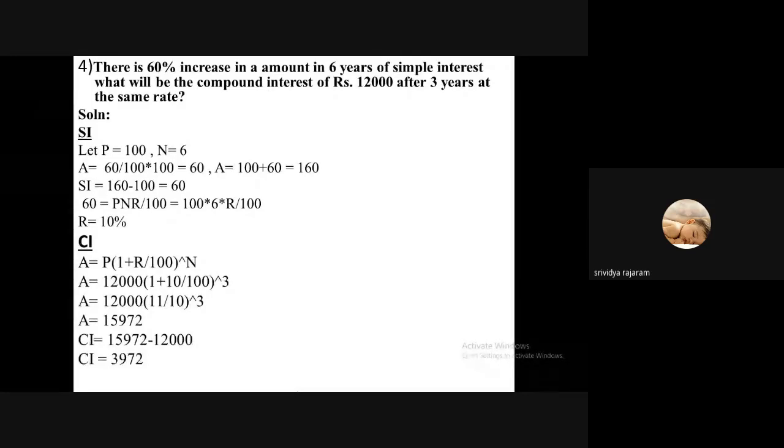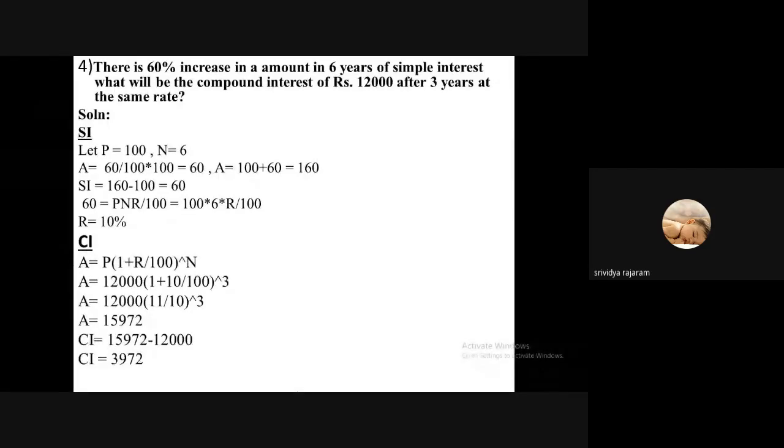So P is 100. So this 60 will definitely not be the value of A. So this 60 will then be the increased amount. So this 60 is the increasing amount of A. So then A will be 100 plus 60, which is equal to 160, which is greater than the initial amount. So with this simple interest formula, we have calculated the rate of interest.